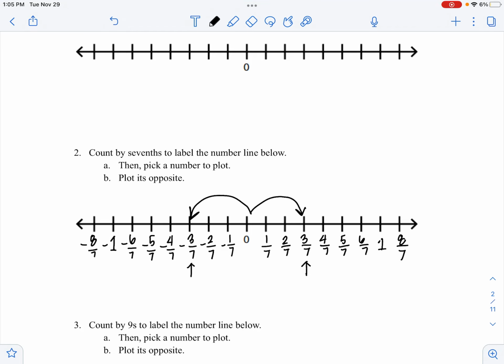Part A asks you to pick a number to plot. I'll just go with 3/7 since I already have those arrows, and then Part B asks you to plot its opposite. Remember, when you see this word plot, it just means this dot that I drew right here on the number line.